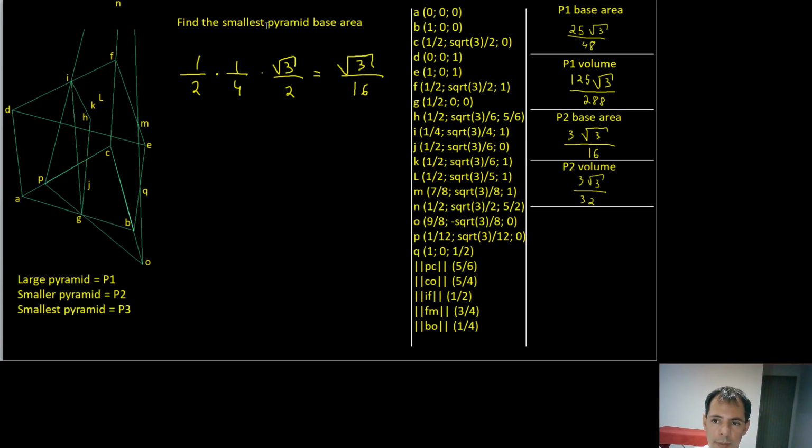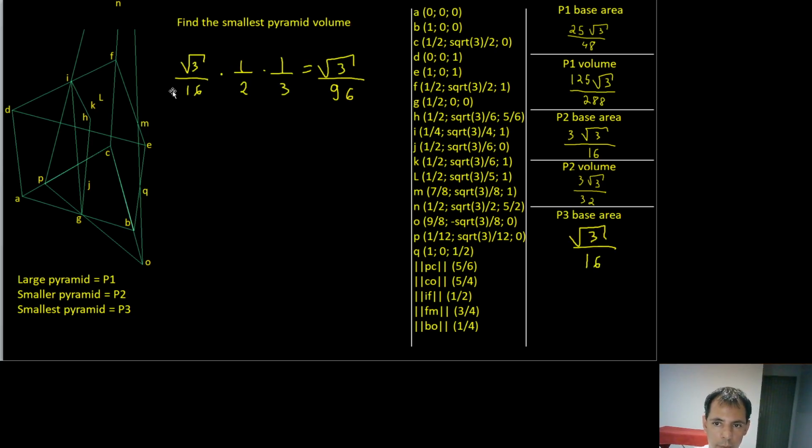Okay, so find the smallest pyramid base area. It's going to be 1/2, which is BG, times 1/4, which is BO, times the sine of the angle between them. And it was supposed to be divided by 2 too, but I forgot, consistently, and it worked. Now I have the base area of the smallest pyramid, this one. And with that, I can just multiply by the height, which is going to be from point B to Q, which is 1/2, and divide it by 3, and it'll be square root of 3 divided by 96. That'll be the volume of the smallest pyramid.